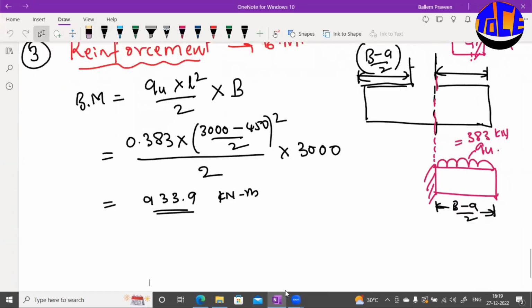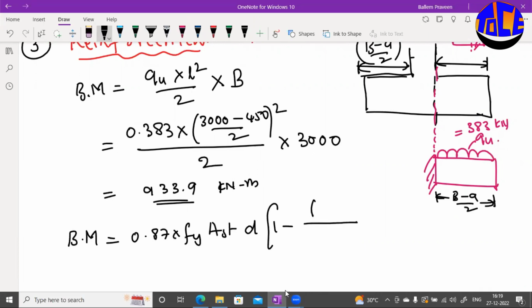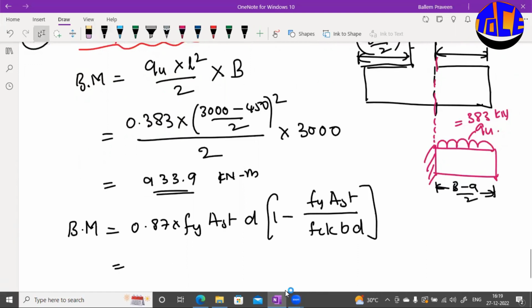So what is the next step? We need to find out the area of steel. So how can you find out the area of steel? Just by equating this with the equation given in IS 456, that bending moment is equal to 0.87 Fy AST D into 1 minus Fy into AST divided by FCK B into D. Okay, so here let us substitute all these values.